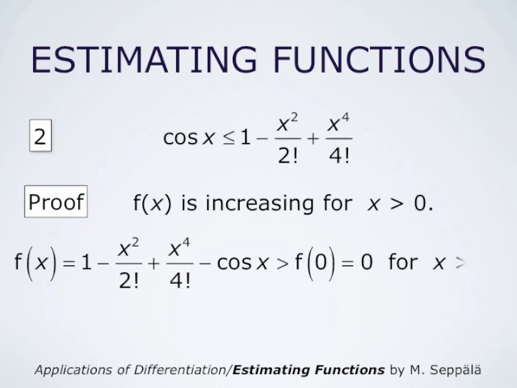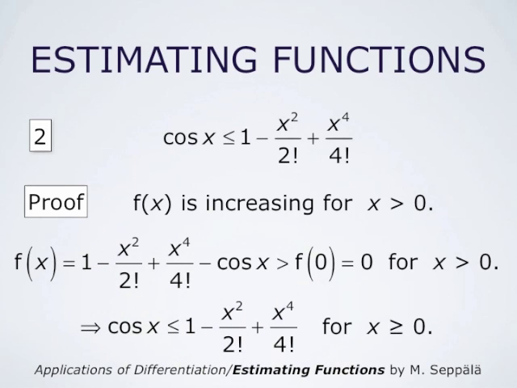This means that the function f, which was 1 minus x squared over 2 factorial plus x to the fourth over 4 factorial minus cosine of x, takes values which are larger than the value of the function at 0 for x positive. But the value of the function at 0, f at 0, is 0. So we conclude that f of x is positive for x positive, and this means that cosine of x is at most 1 minus x squared over 2 factorial plus x to the fourth over 4 factorial for x greater than or equal to 0. We have strict inequality here when x is strictly larger than 0. We have equality when x is 0.